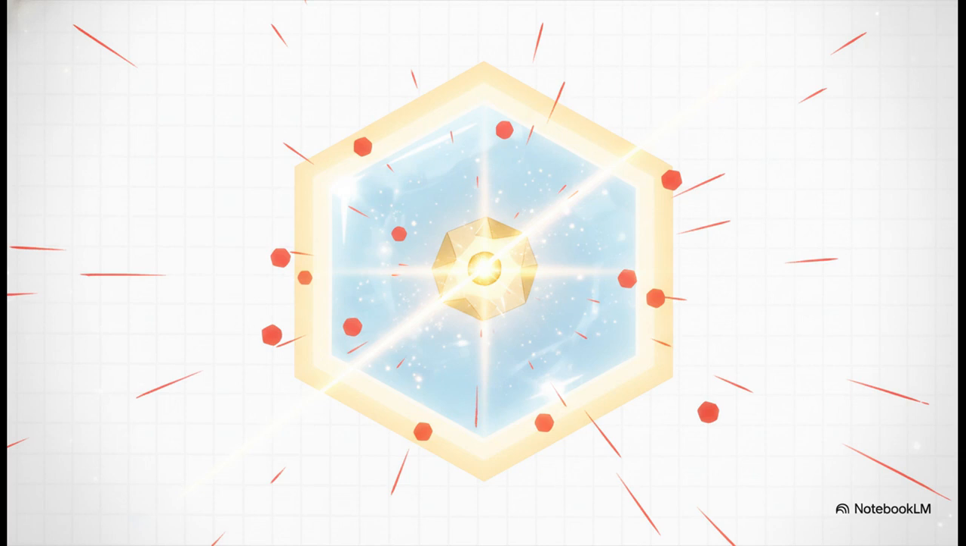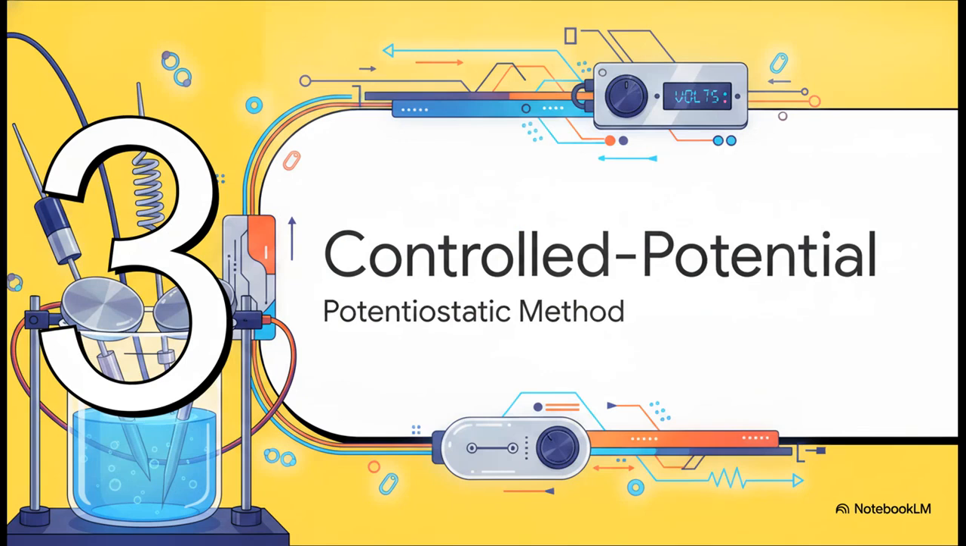But there's a catch. The absolute fundamental requirement for all this beautiful math to work is the golden rule: 100% current efficiency. Literally, every single electron that flows to our cell has to go toward the desired electrochemical process, because if side reactions sneak in, well, the perfect math breaks down, and we end up overestimating the exact amount of our analyte. Section 3. Controlled potential method.